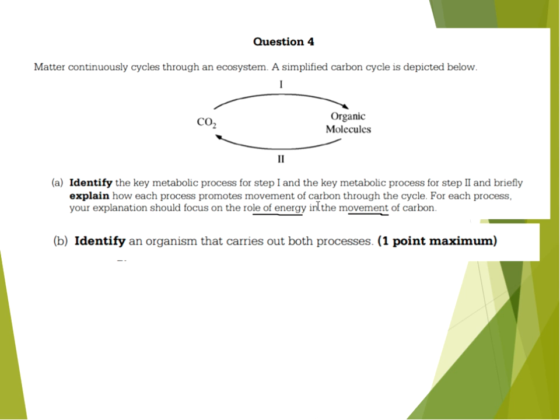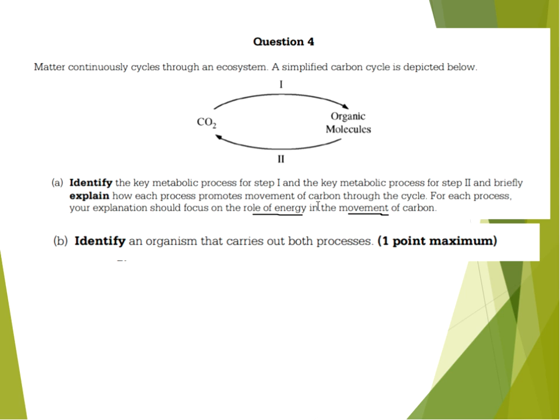So we can start with, and again, you would want to answer these in complete sentences. I'm going to just keep it short and sweet just because of space and time, but you would want to answer in complete sentences. But for A, we need to first identify, let's start with step 1. So step 1, we're going from carbon dioxide being in the atmosphere to an organic molecule, and it's a metabolic process. So we can't be talking about like burning of fossil fuels or sediment forming, things like that.